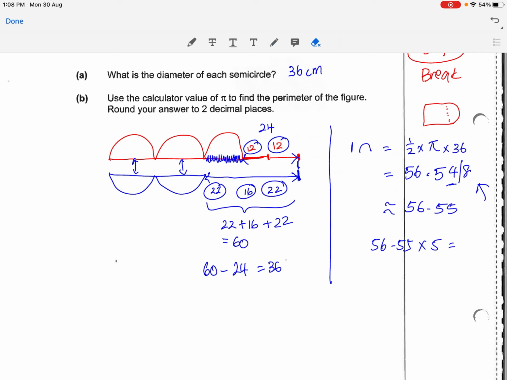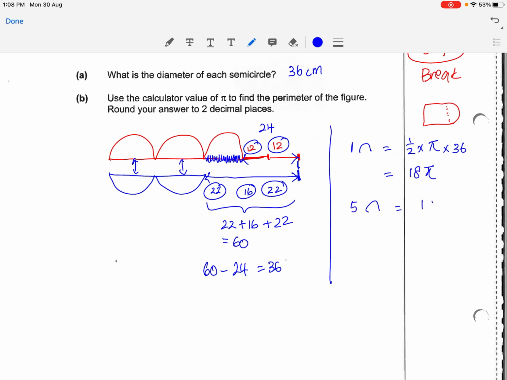Some of you ask, is there any difference? Yes. For those who already use calculator pi in front, it's going to be a slight difference. You're going to get the method marks, but you're not going to get the answer mark. So how do you do it? You leave the pi towards the end. Half times pi times 36 gives 18 pi. So 5 semicircles equal 18 pi times 5, which is 90 pi.